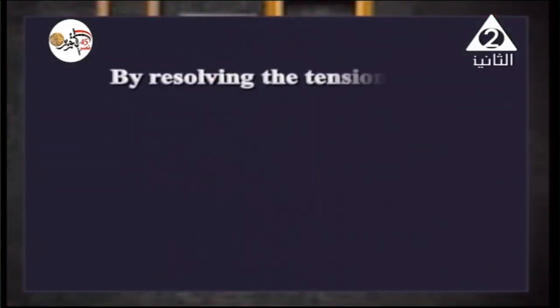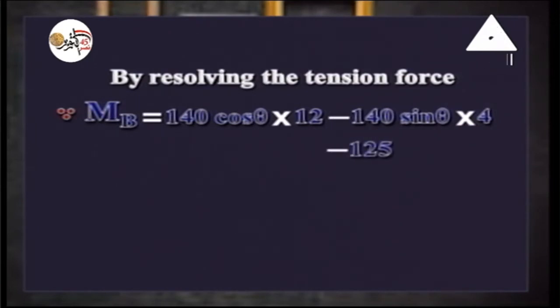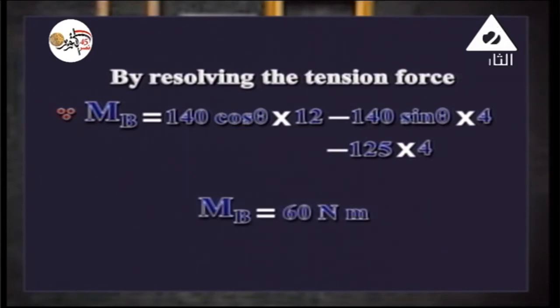By resolving the tension force, moment about B equals 140 cosine theta times the length or arm 12, minus 140 sine theta times 4, minus 125 times 4. By substituting the values of cosine theta and sine theta, moment about B equals 60 Newton meter.